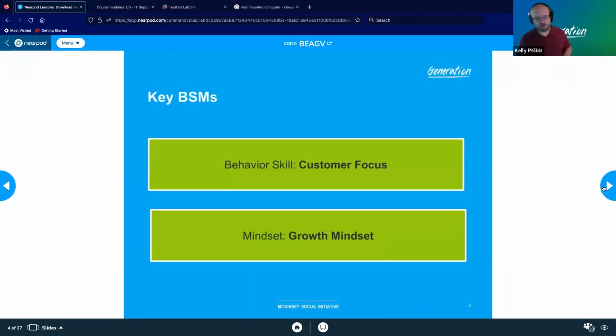All right, so the BSMs we want to keep in mind with regards to this technical session are customer focus and growth mindset. And customer focus, pretty straightforward. Without customers, we don't have a job. So we do have to keep them in the front of our minds and understand that their needs do take primacy with regards to our actions.